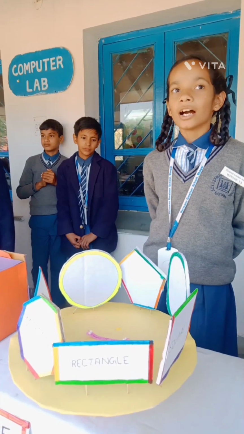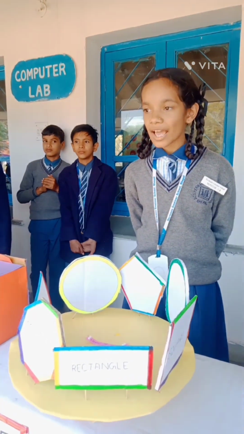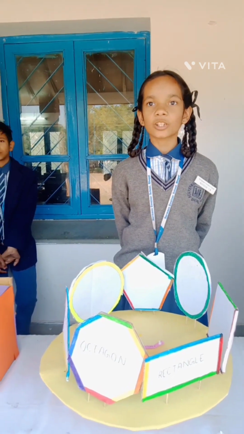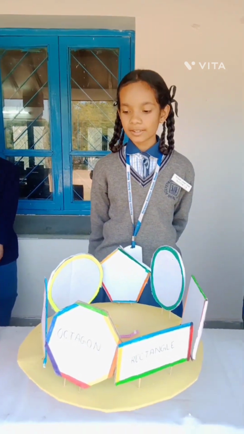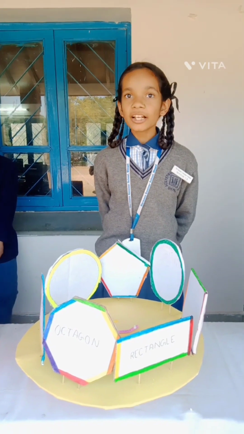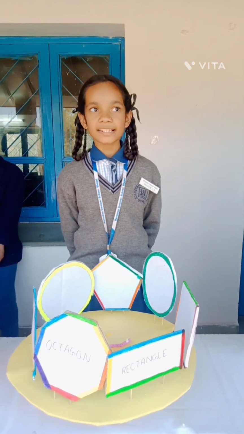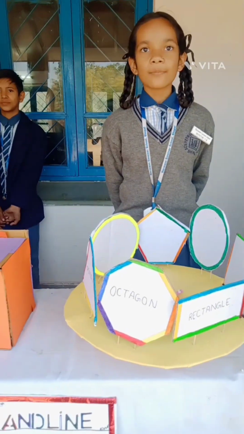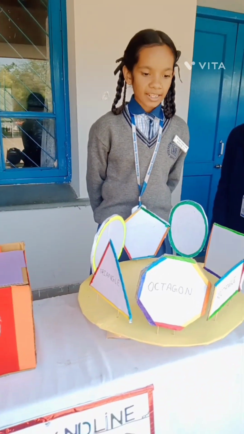Pentagon, a plane figure with five sides and five angles. Circle, a round shape with no sides and no angles. Triangle, a polygon with three sides and three angles. Octagon, a plane shape with eight sides and eight angles.